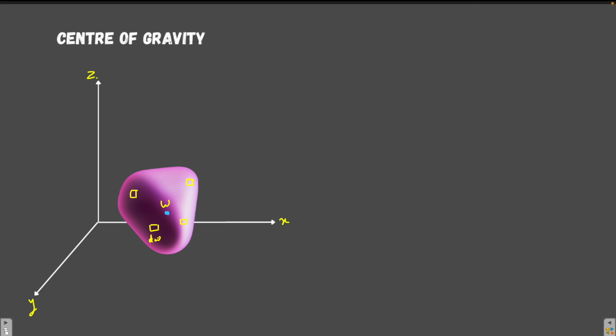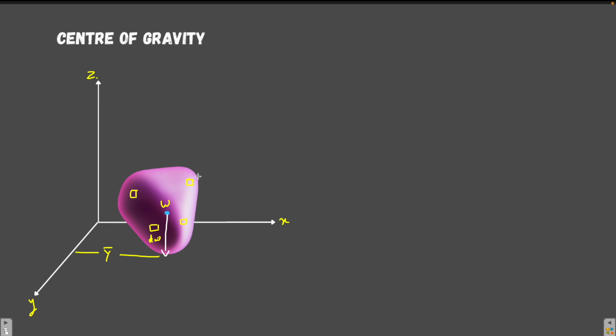Now what does that mean? The weight of the body will act in the downward direction, right? Let's assume the y-axis as the datum. What is the distance of this blue point from the y-axis? Let it be y bar. So this distance here is capital Y bar.